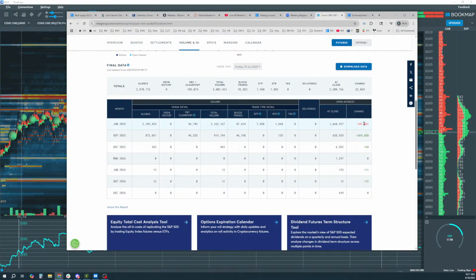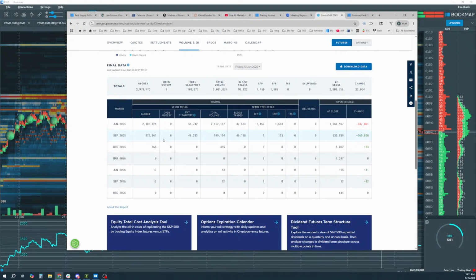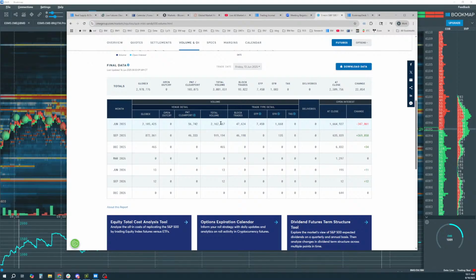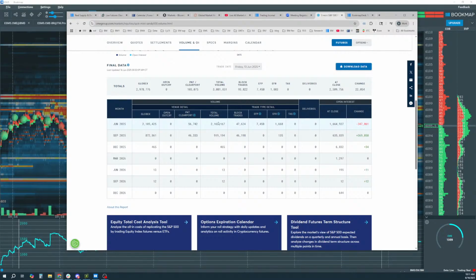So 347,000 minus from the June, and they're rolling into the new contract. But look at the total volume of each instrument. So it's getting there. It's about halfway there, right? We almost have 1 million here. We have 2.1 or almost 2.2 million total volume here in the June contract.